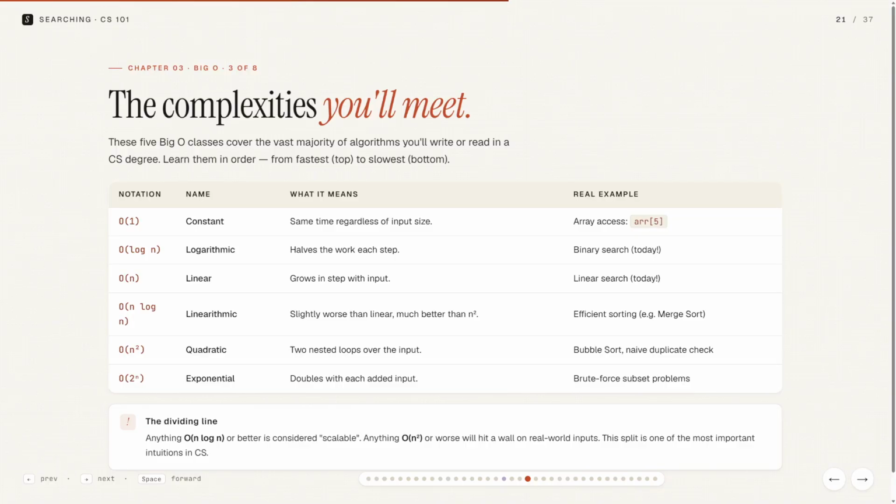O of 2 to the n is exponential. It doubles with each input added. For example, you're trying out every possible combination of items or passwords. But you don't write exponential big O notations on purpose, because if you find yourself with exponential code, that's a red flag that something is wrong in your system.